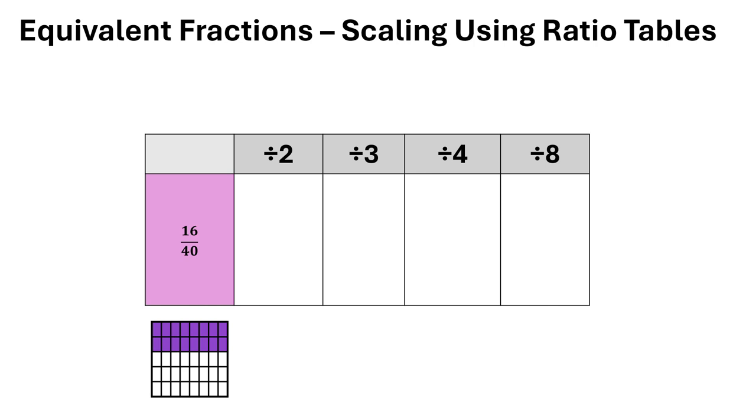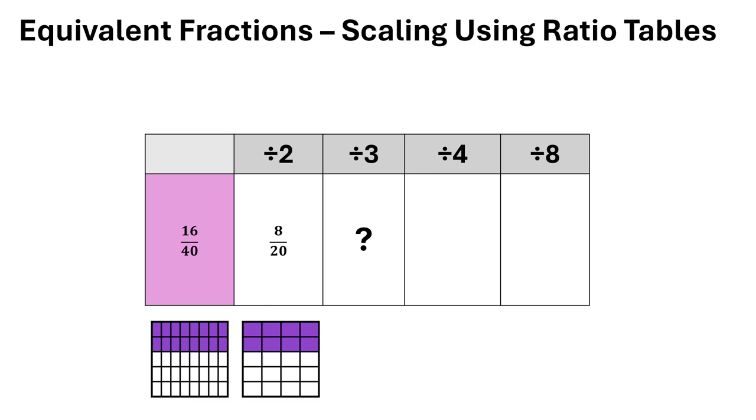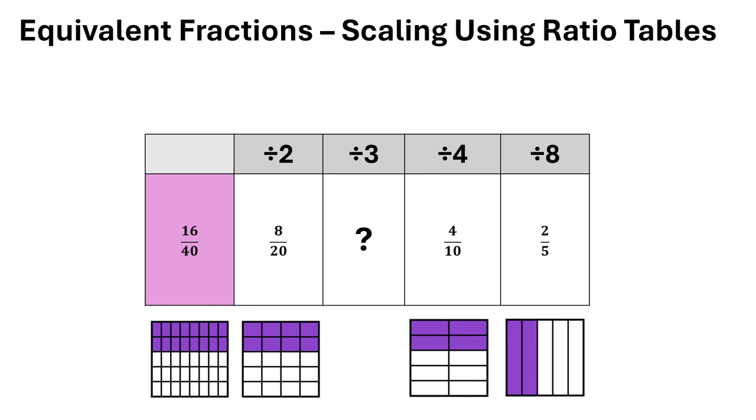So we can see that we have 16/40ths, and if we divide that by 2, we have 8/20ths. And then if we divide it by 3, we can see that 3 is not a common factor of 16 and 40, so we can't use 3. We can divide 16/40ths by 4 and get 4/10, because 16 divided by 4 is 4, and then 40 divided by 4 is 10. And then we can also use 8 as a common factor.